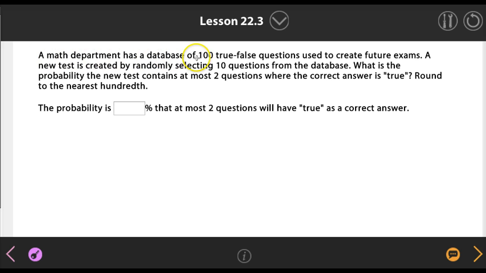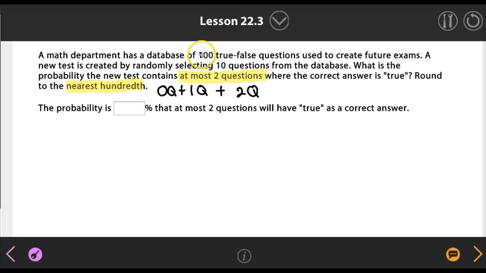A math department has a database of 100 true-false questions used to create future exams, okay? A new test is created by randomly selecting 10 questions from the database. What is the probability the new test contains at most 2 questions where the correct answer is true? It says at most 2 questions. So just to clarify, what do you think that means? That means you have to look for situations where there's 1 correct question, and then you gotta add that to situations where there's 2 correct questions. And you also have to think about a situation where there is 0 correct questions, okay? And so you have to add all these 3 different situations up together. Don't forget, you gotta round to the nearest hundredth, okay?